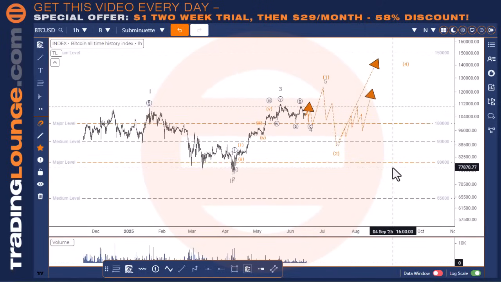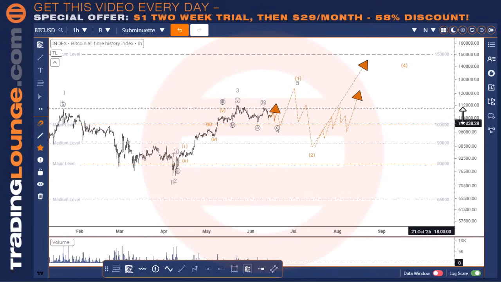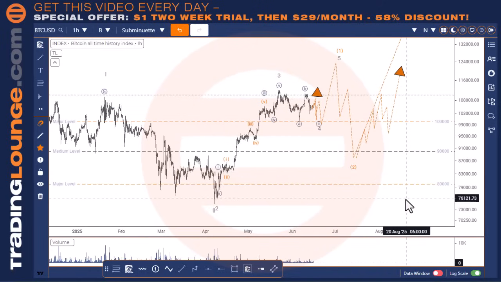So pretty interesting times. I think that because of the supply factor, Bitcoin's got the opportunity to range more than the other tech stocks and the banks and those sorts of things.